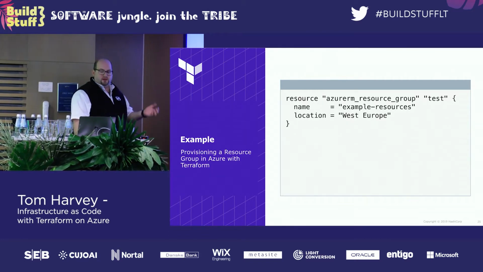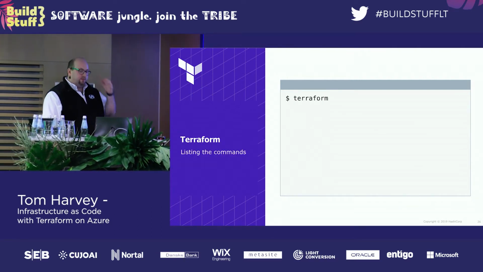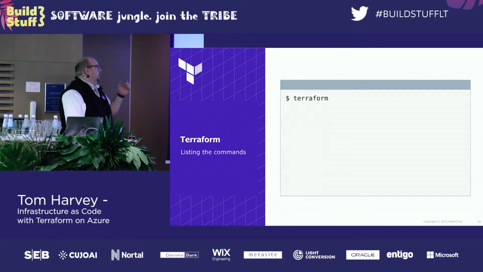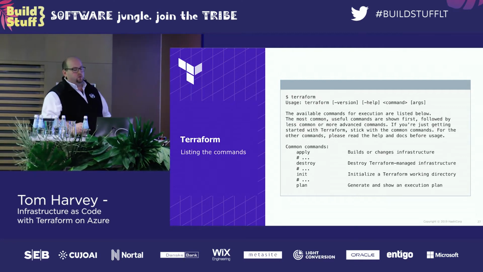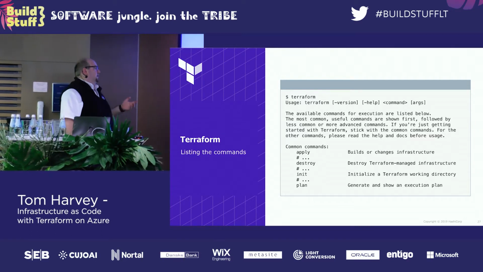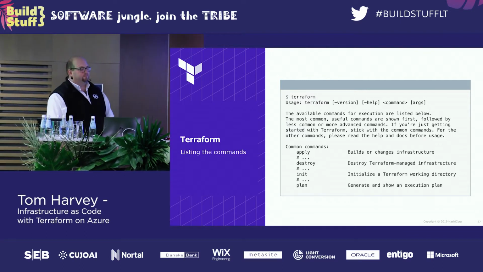But how do we go from this to actually provisioning a resource group? So Terraform itself is a command line application. You can download the binary from terraform.io, and you just run it on the command line. So if you just run Terraform, what it's going to do is give you a bunch of commands that you can run. Of particular, I'm going to shout out 4 here. So apply, destroy, init, and plan. And we'll just go through each in turn.